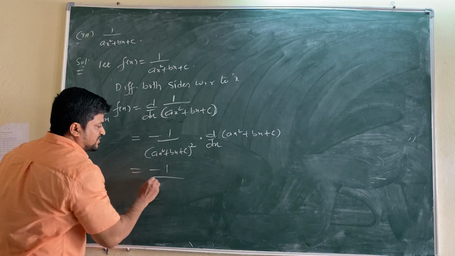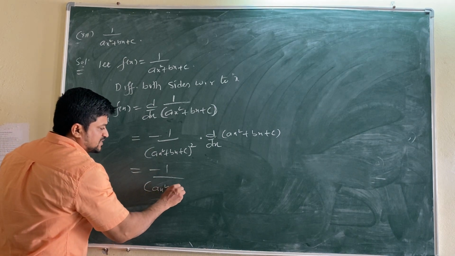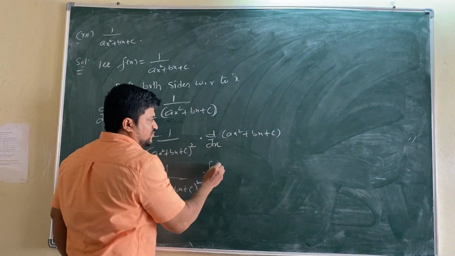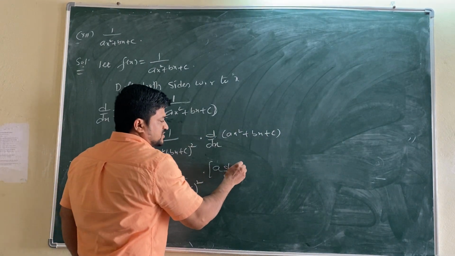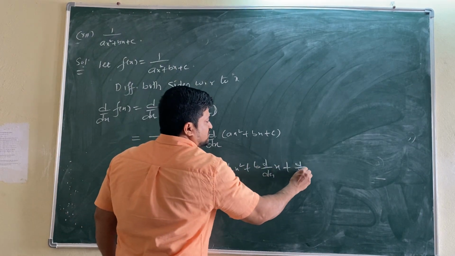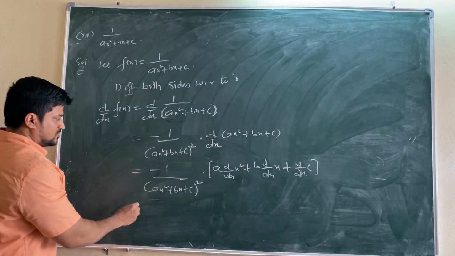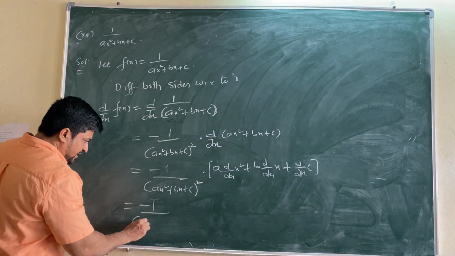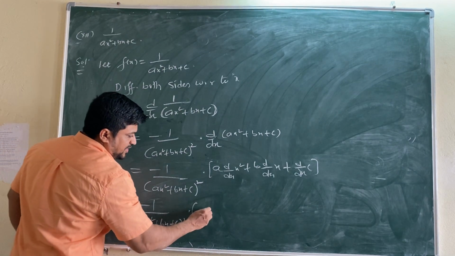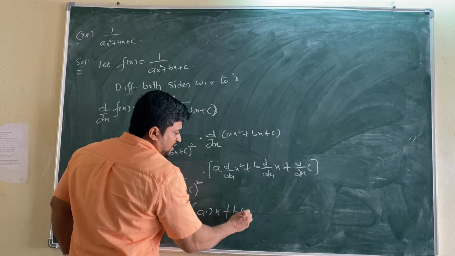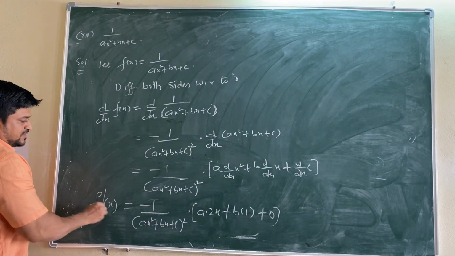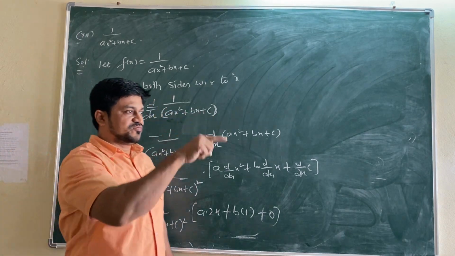Now this one, as it is, minus 1 by ax square plus bx plus c, that having square into dy dx we are giving to everyone: dy dx of ax square plus b into dy dx of x plus dy dx of c. Now minus 1 by ax square plus bx plus c whole square into a into 2x plus b into 1 plus 0. This is f dash of x. Okay.